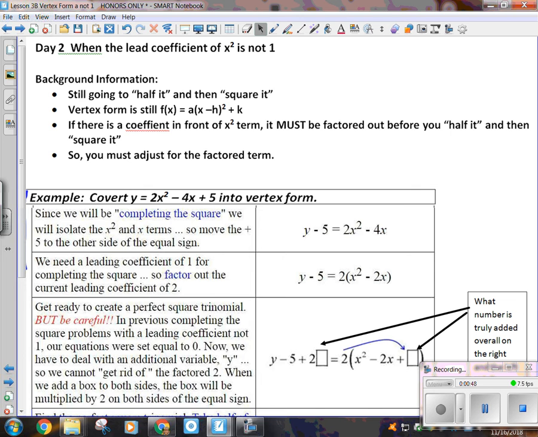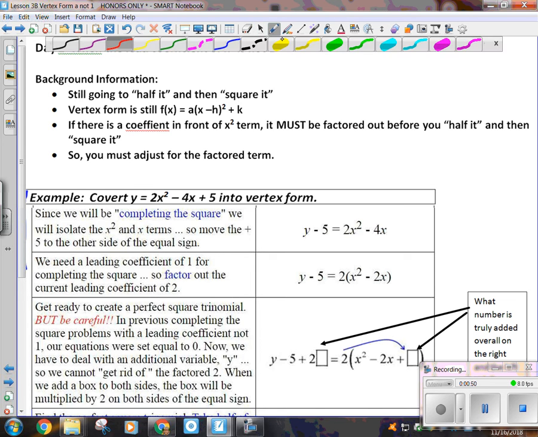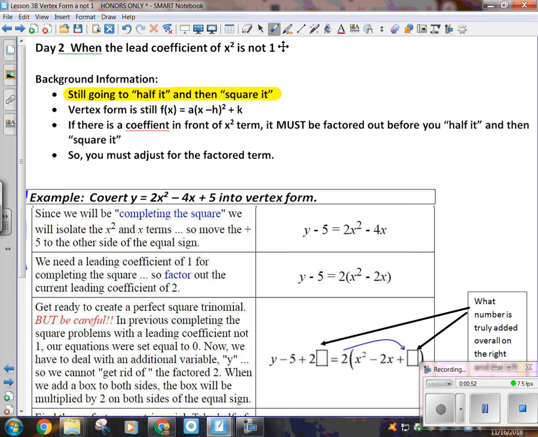We're still going to half it, then square it. That's still something that's going to happen. We're going to have vertex form: parentheses squared plus a number at the end. And we're probably going to have that a value in the front, maybe a 2, maybe a negative. If there is a coefficient in front of x squared, it must be factored out before you can half it, then square it. So we are going to factor out a number. And then you must adjust for the factored term.